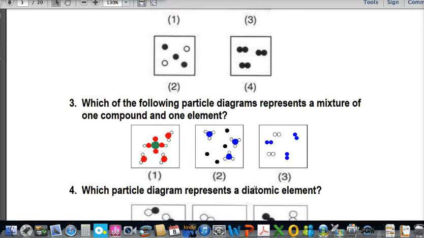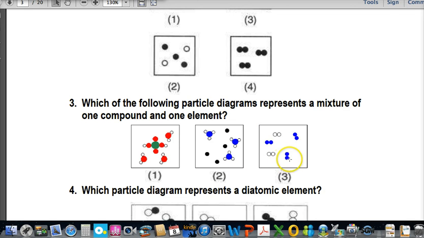All right, number 3, which of the following particle diagrams represents a mixture of one compound and one element? Well, if you look at number 1, that's a compound, but so is this. So that's a mixture of two compounds, so that's not it. Let's see what we got here. Well, the dark circles, the black circles, are elements, and these are compounds. That's a mixture of one compound and one element, so number 2 is the answer.